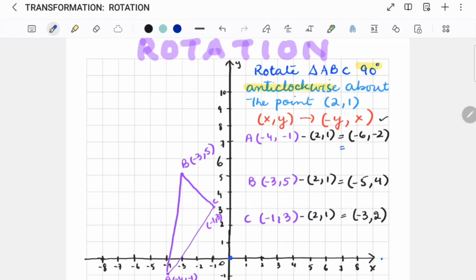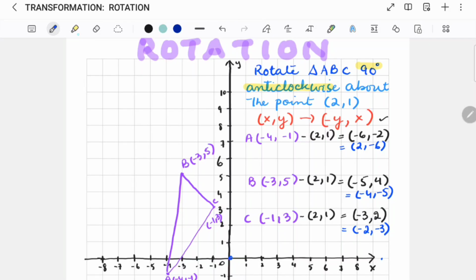So you just change the sign of the y number, so it will become 2 minus 6. Okay, the next number, whenever you change their positions, here it was minus 5 and 4, it will become minus 4 and minus 5. Now the next number you had minus 3 and 2, so whenever you change it, it will become minus 2 and minus 3. Now the last step is just add back 2 1.